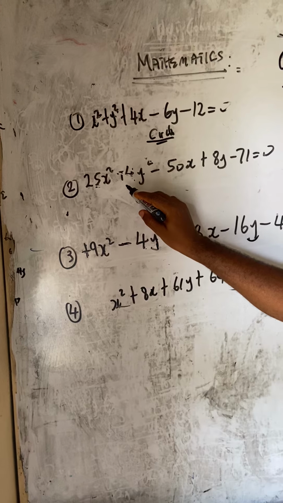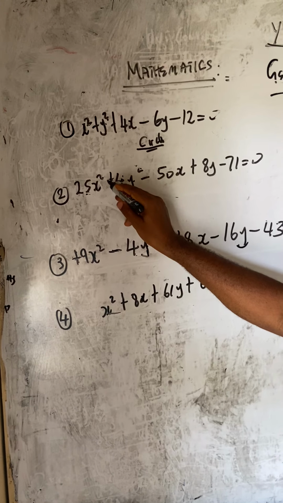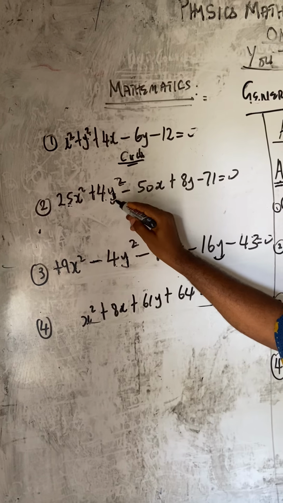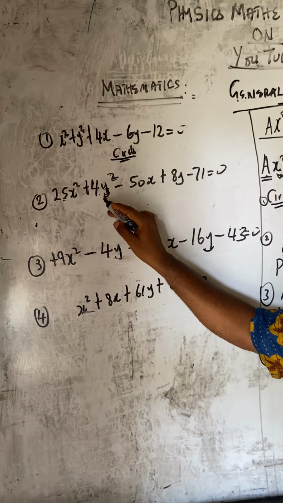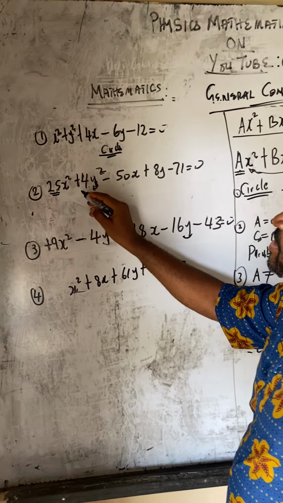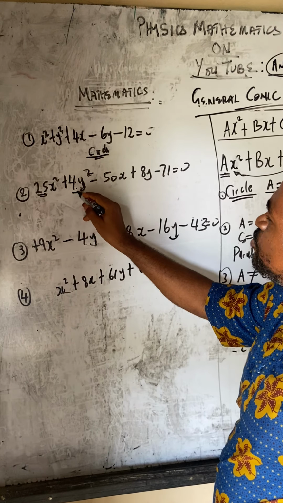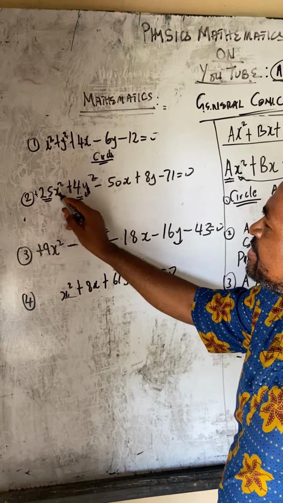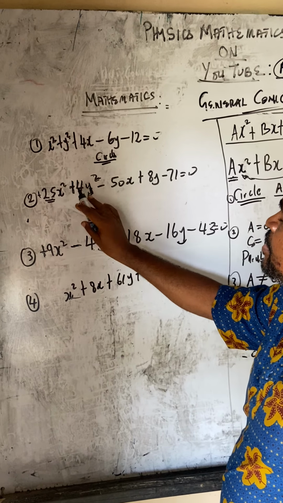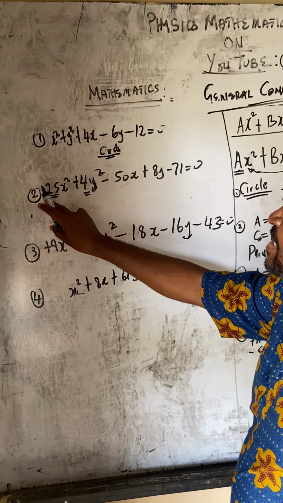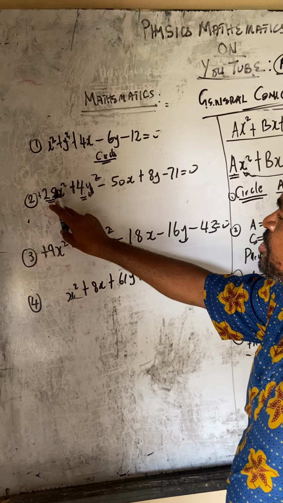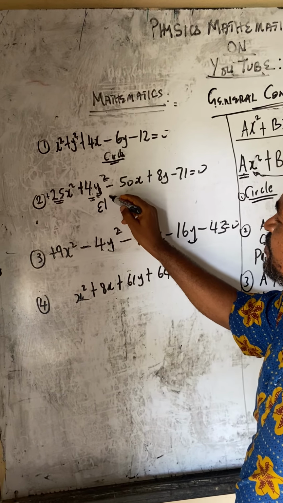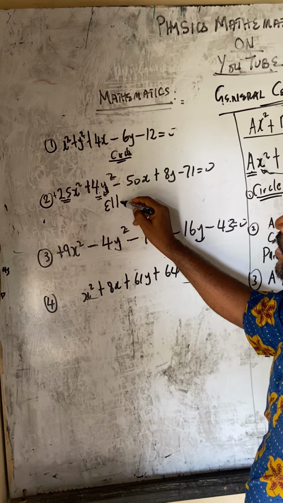Then this second one that I have here, I think I have plus 4y squared here. We can notice that the coefficient of x squared here is not the same as the coefficient of y squared here, but the sign that I have here is the same as the sign that I have here. Because the signs are the same, but the coefficients are different, this particular equation represents that of an ellipse.